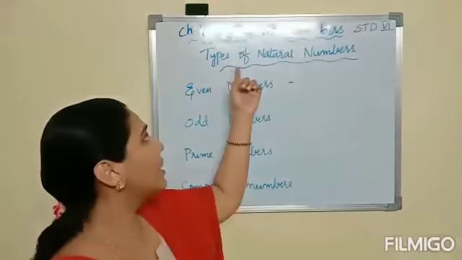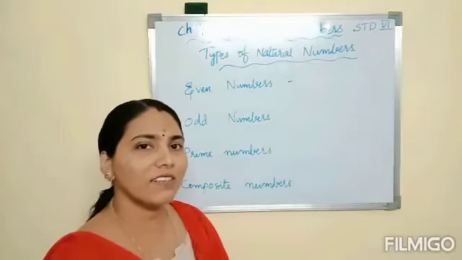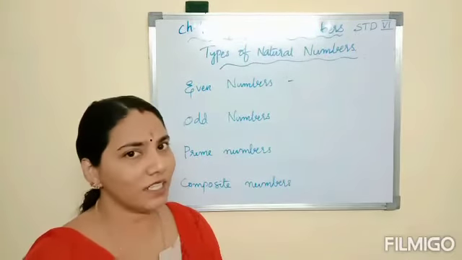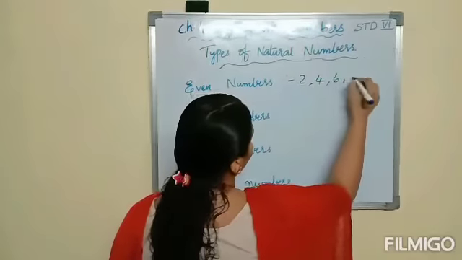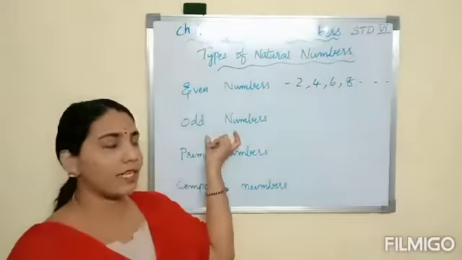So, what are the types of natural numbers? First one, even number. What is an even number? A natural number which can be divided by 2 is called an even number. So, which are the even numbers? 2, 4, 6, 8, etc. are called even numbers.